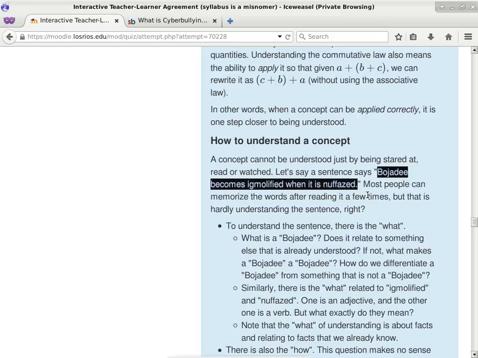Unfortunately, that's how some people study. They just read the whole sentence. They make sure they can recite the whole sentence. And then they go, okay, I'm done studying. No, not for a programming class. That might work for some other classes, but not for a programming class.